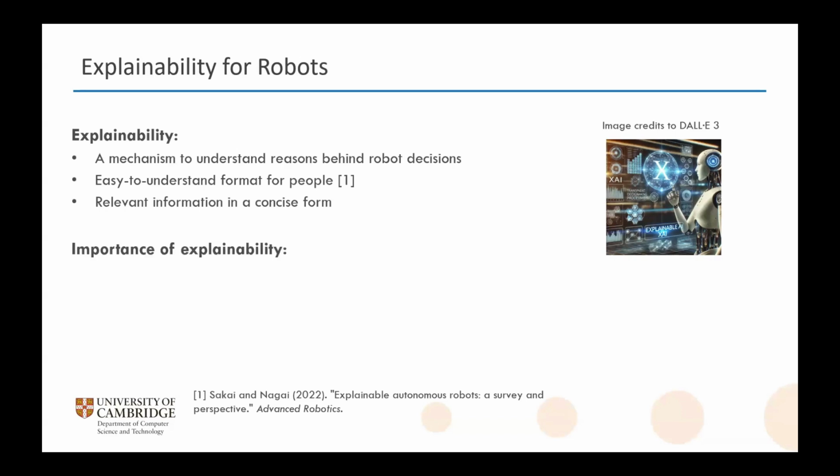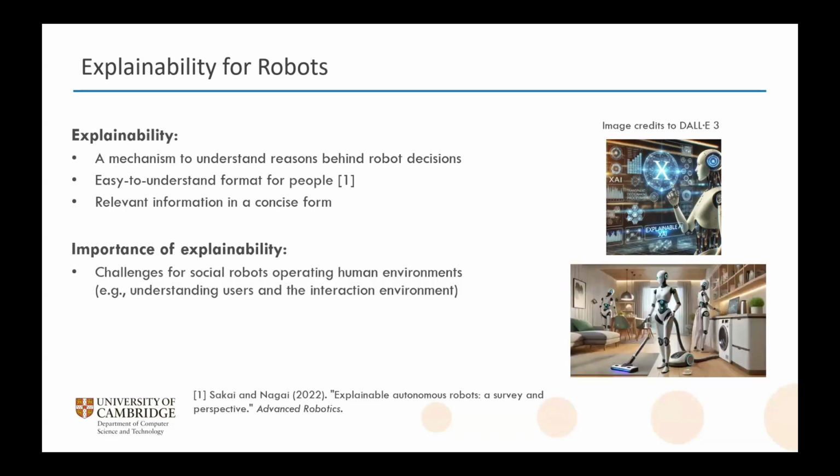Why do we care about explainability for robots? Our research group is interested in deploying social robots into human environments to help facilitate their lives. And this brings a lot of challenges, such as understanding users, their verbal and non-verbal cues, as well as the interaction environment and the social appropriateness of actions. In these challenges, to ensure robots' ethical and transparent integration into human lives, explainability plays a critical role. That's why we are interested in explainability.